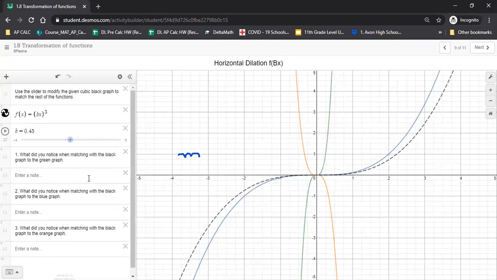And we can see that the last one is just a reflection about the y-axis. So very, very different. When B is negative, it flips it across the y-axis.